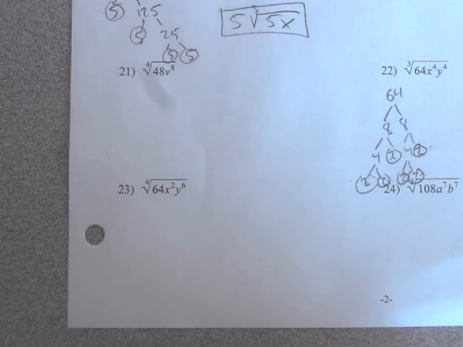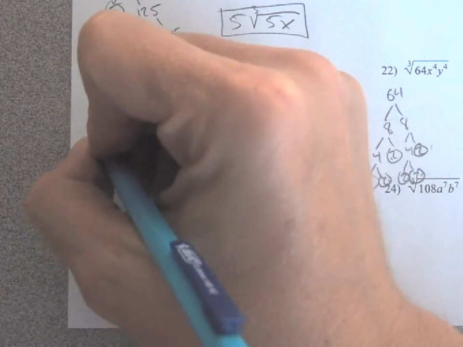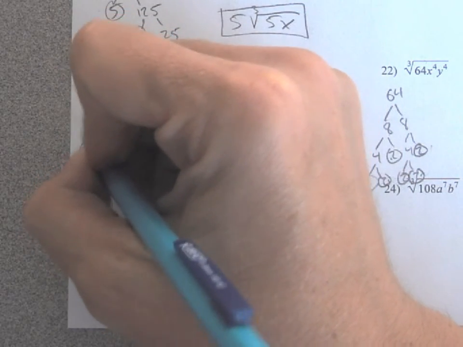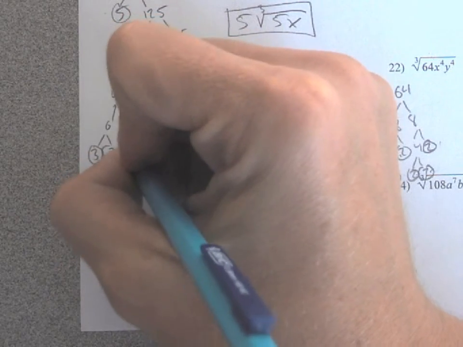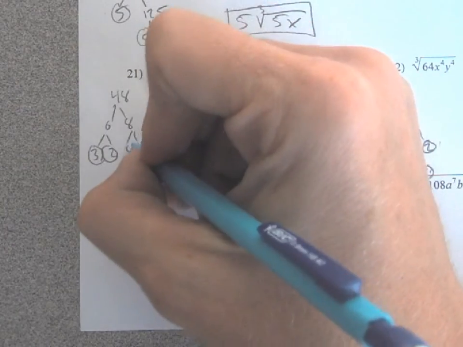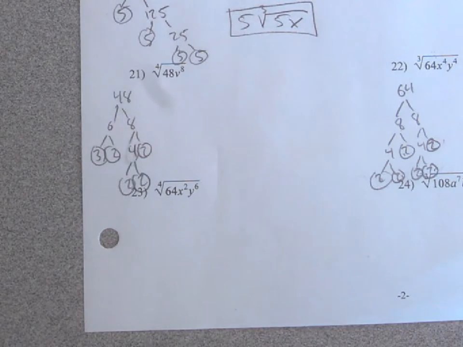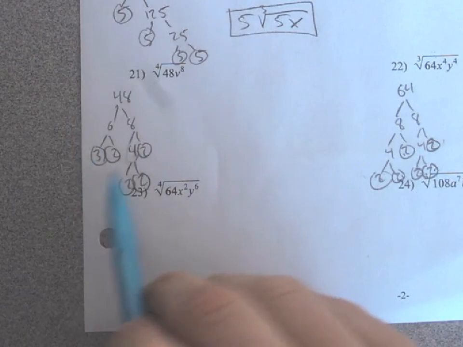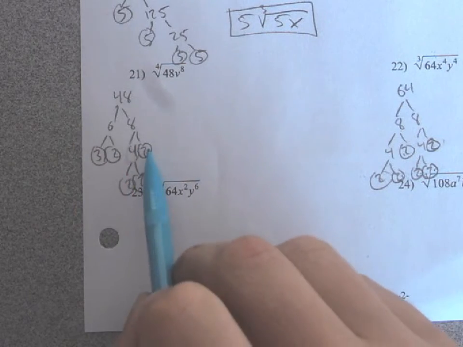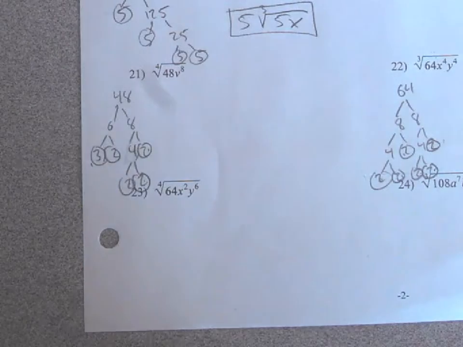All right, so 48. That's 6 times 8. And 6 is 3 times 2. And 8 is 4 times 2. Oops, sorry, 4 is not prime. I shouldn't have circled it. And that's a 2 and a 2. So we're only going to circle the primes, the bottom of the branches, basically. So 2 times 2 times 2 times 2 times 3. 16 times 3, or 2 to the 4th times 3.